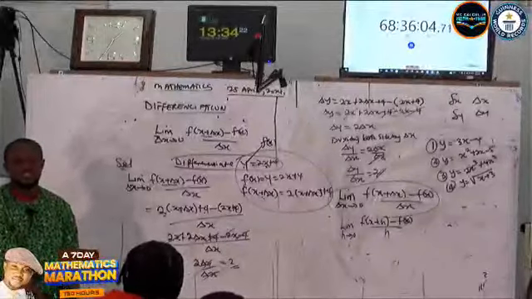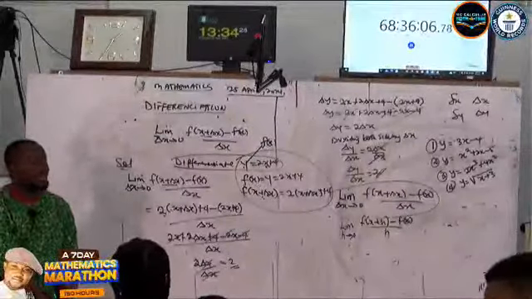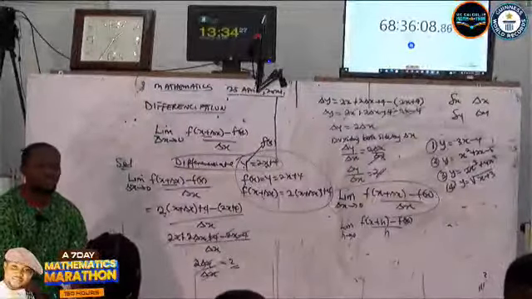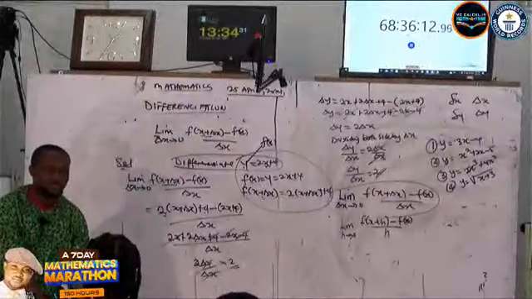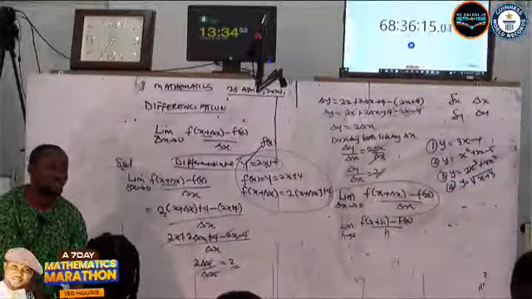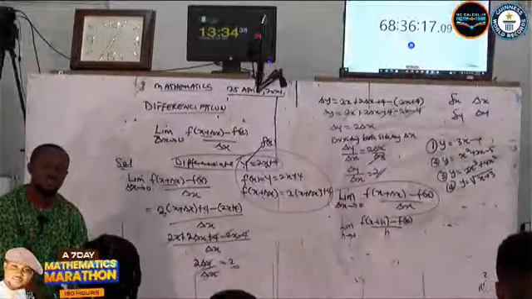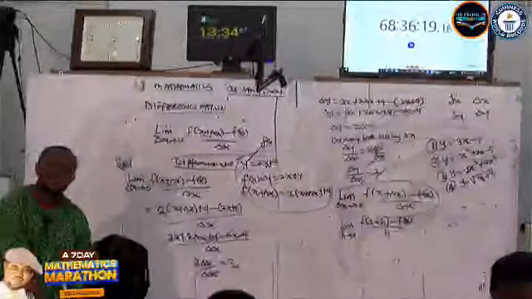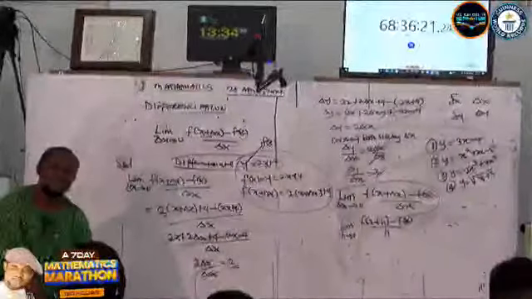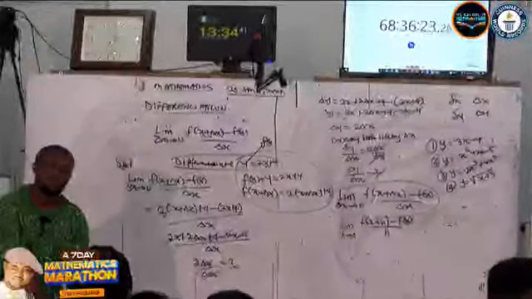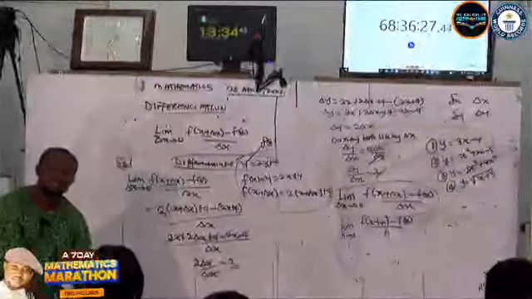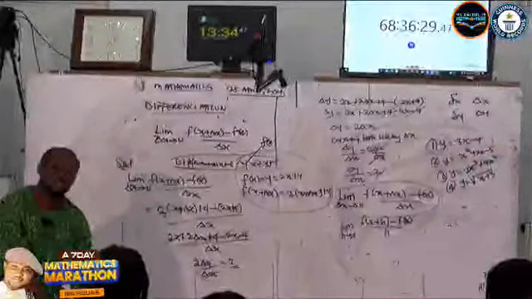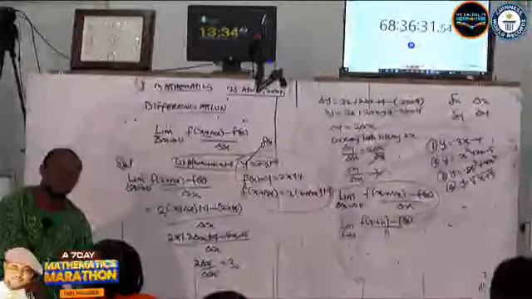Let's try and finish differentiation from first principle today. We are counting down. Very soon, we'll reach half of our target. If you divide 150 by 2, what is it? 150 divided by 2 is how many?